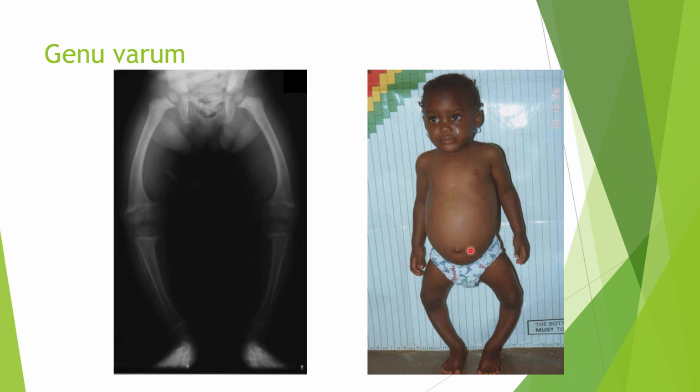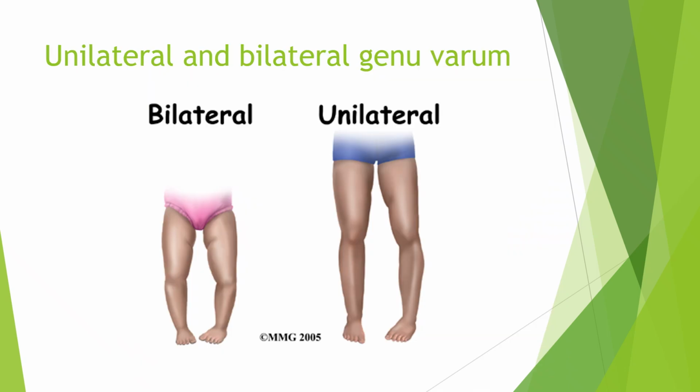This is a case of genu varum, where there is outward bowing of the legs, and hence it's called bow-leggedness. Common causes could be infections, tumors, rickets. These conditions affect the growth of the bones, leading to genu varum. This image is a bilateral genu varum, and here there is only a unilateral genu varum.